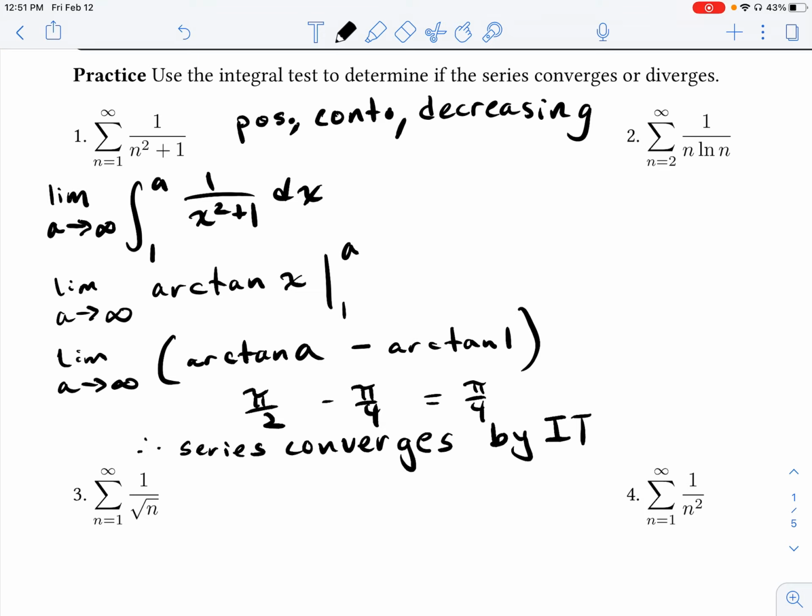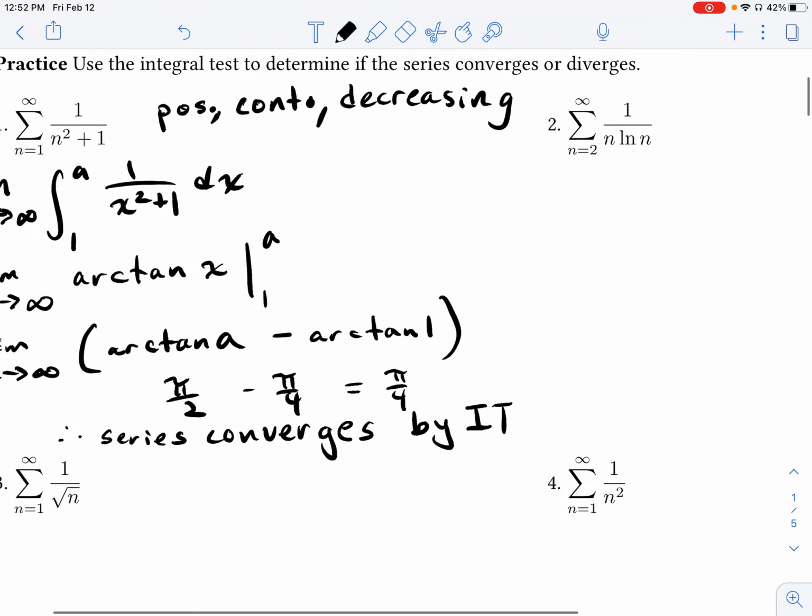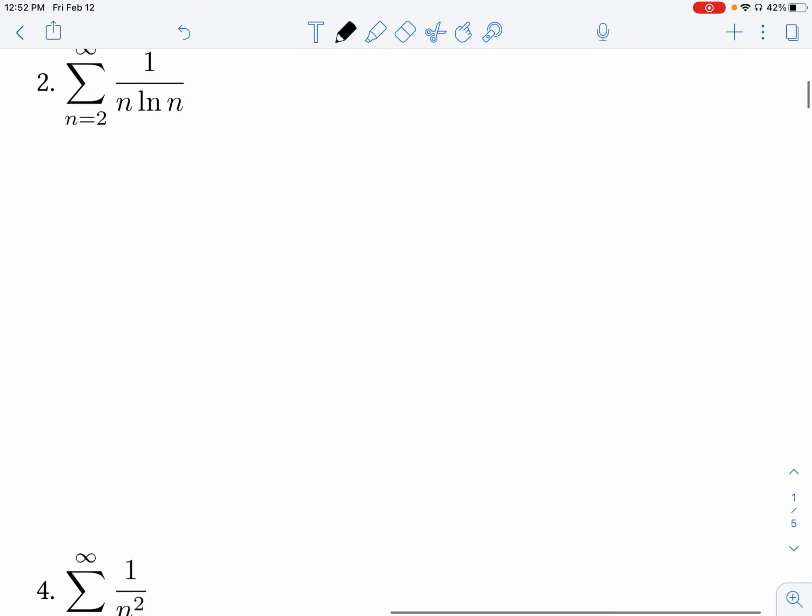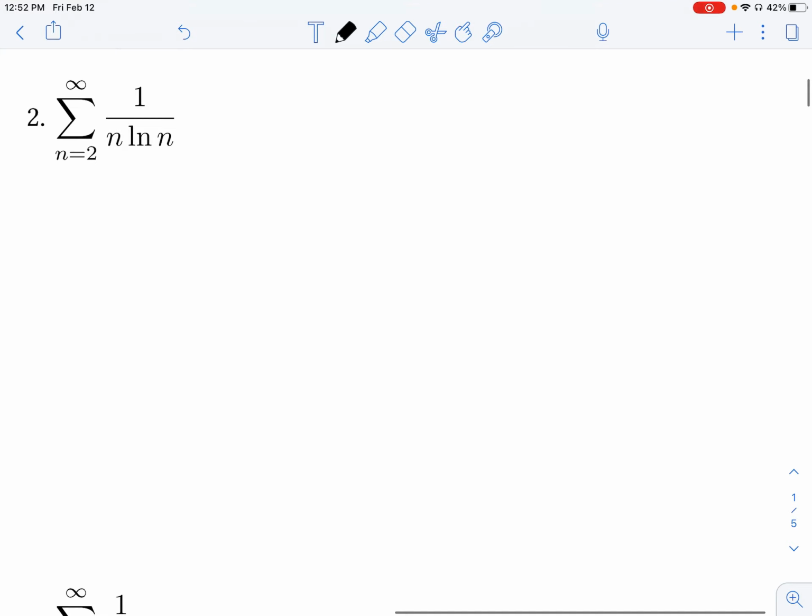Does it also converge to pi over 4? Not necessarily. That's not something that we can conclude, but we can conclude that it will also converge. Okay? All right, let's go ahead and try one more example in this video. So let's try something like number 2. So for number 2, let's first check to make sure that we can indeed use the integral test. We know that this function is positive because n starts at 2, so all my terms are going to produce positive outputs. So it is positive.